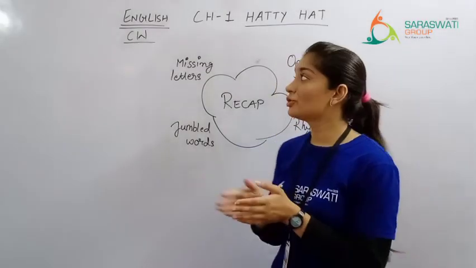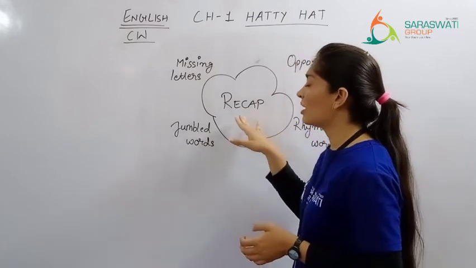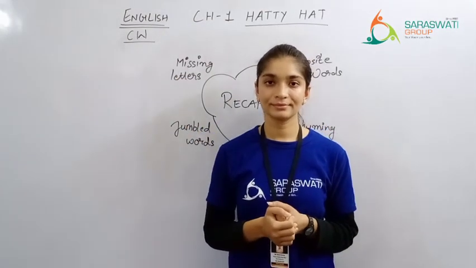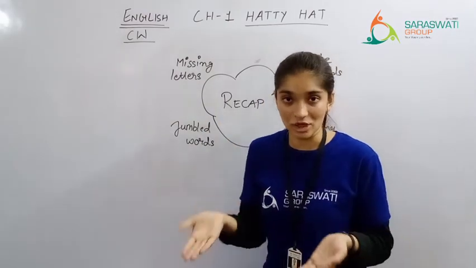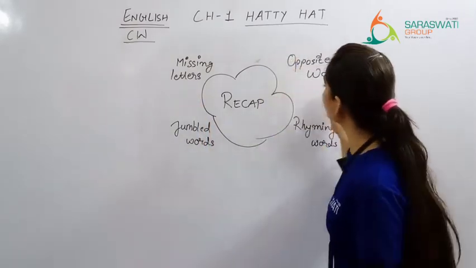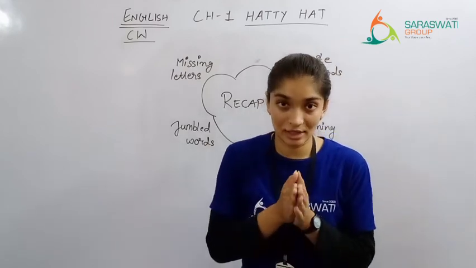Now we are going to have a recap about what we learned in this session, right? Okay, so now we are going to have a quick recap about what we learned in this session. In this session, we learned about missing letters, then we learned about jumbled words, then we learned about opposite words, and then we learned about rhyming words, which you are supposed to write in your English CW.